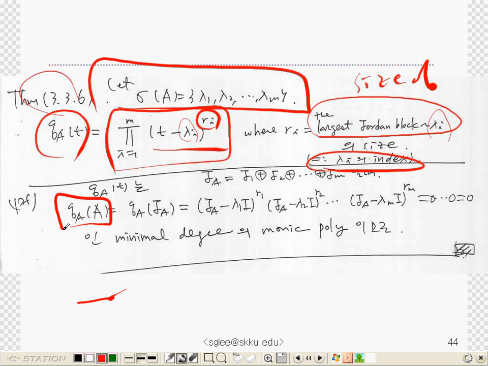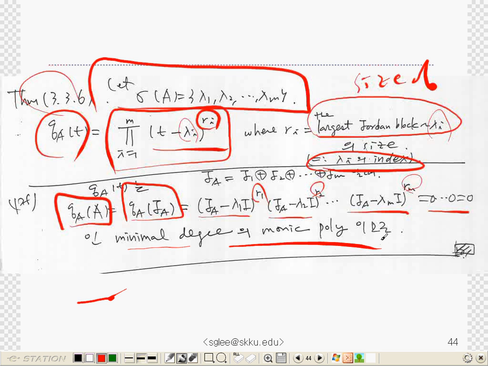This is because of J of A and Q_A of A is Q_A of J_A. This is going to be 0 when we reach the very first the largest size of the Jordan blocks. Before that, it cannot be a zero matrix. Okay? It's all because of the definition of the minimal polynomial: minimal degree monic polynomial. So minimal polynomial has most of the information on the largest Jordan blocks.